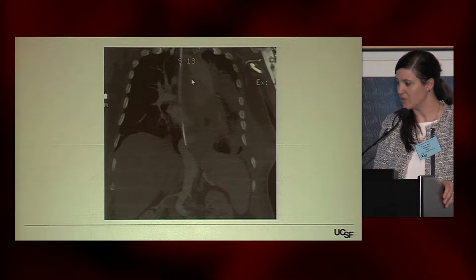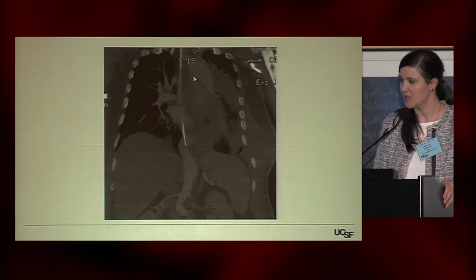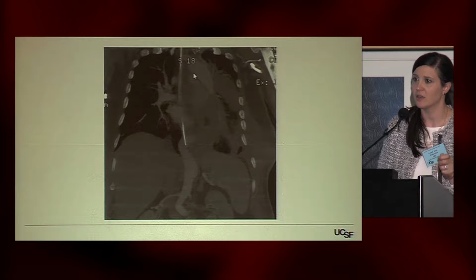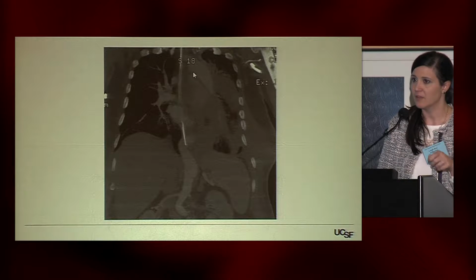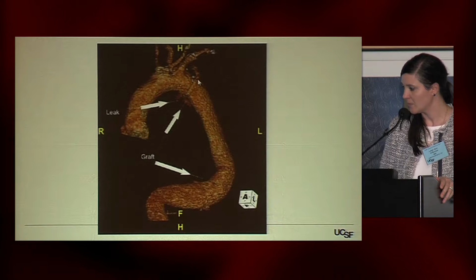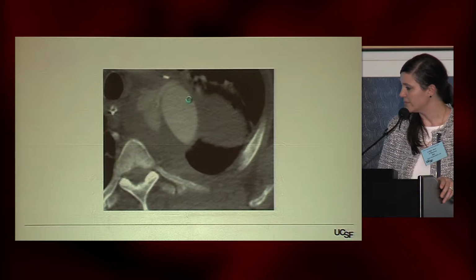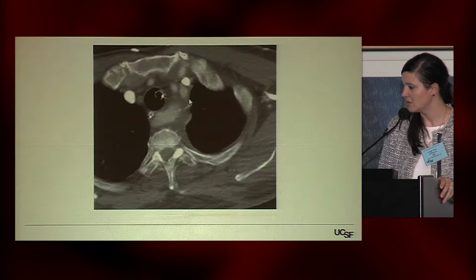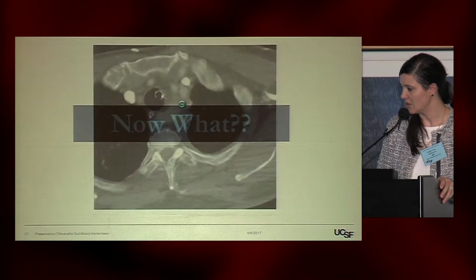So right here was where he re-ruptured, which was actually right at the suture line where the graft was sewn at the level of the dilation of the right subclavian artery takeoff. And so these are just some more images of where it was ruptured right here. More images. And that's the takeoff of the right subclavian going behind the esophagus and the trachea.